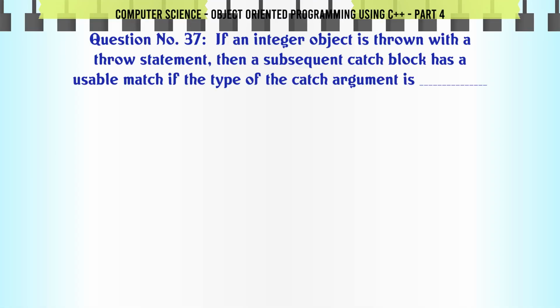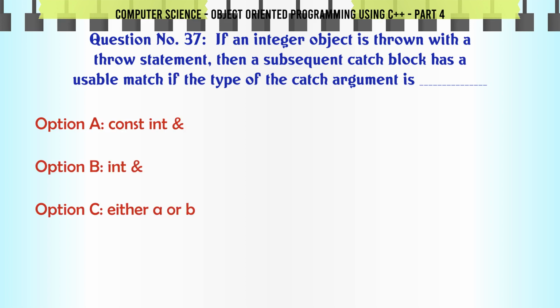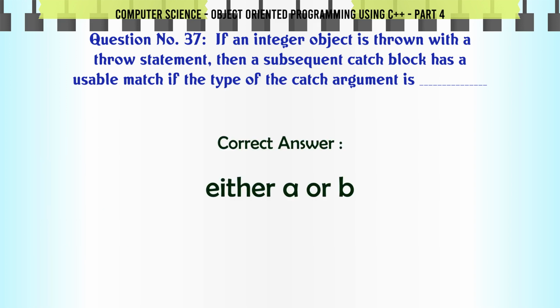If an integer object is thrown with a throw statement, then a subsequent catch block has a usable match if the type of the catch argument is A. Const int, B. int, C. Either A or B, D. Neither A nor B. The correct answer is either A or B.